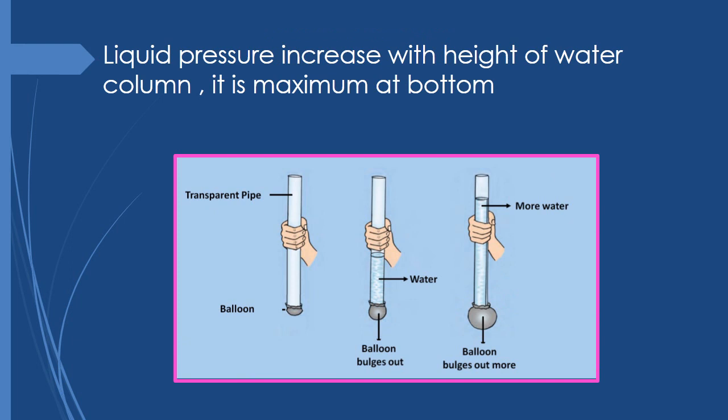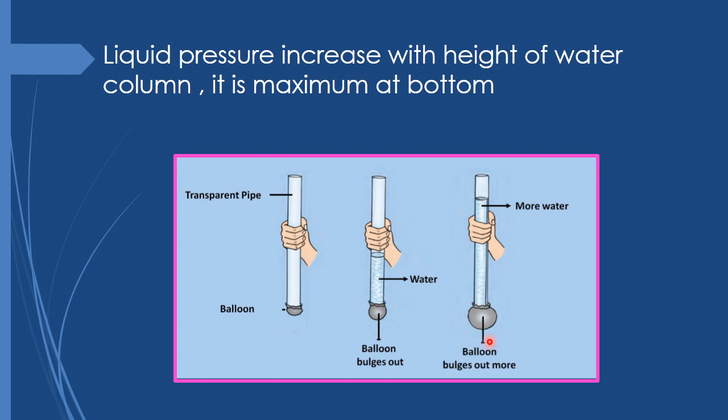The other property, liquid pressure increases with height of water column. It is maximum at bottom. We'll understand this property with the help of an activity. In this activity, you need a transparent hollow pipe. One end of the hollow pipe is again fixed with either a rubber sheet or a balloon. Now fill this hollow pipe with water to a certain level and you will observe that the balloon bulges out.